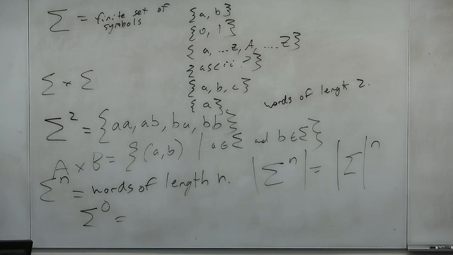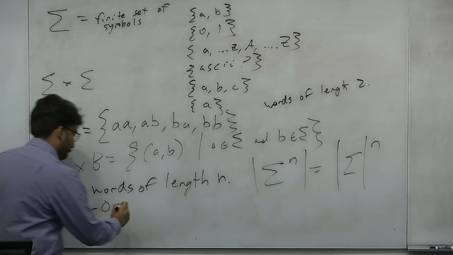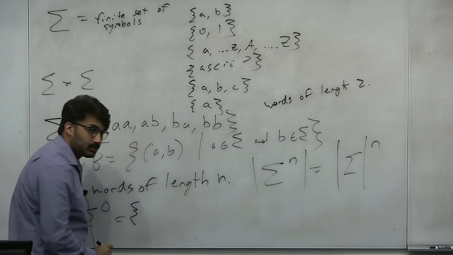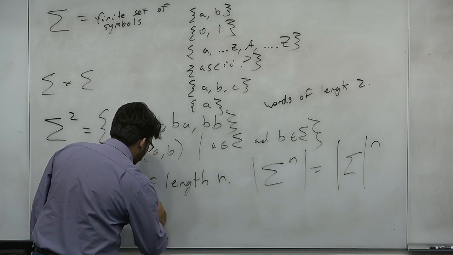The empty set. No. We'll explain why, though. I knew someone would say that. Words of length zero. How many elements are in sigma zero? One. It's not empty. It contains a single element we call epsilon.